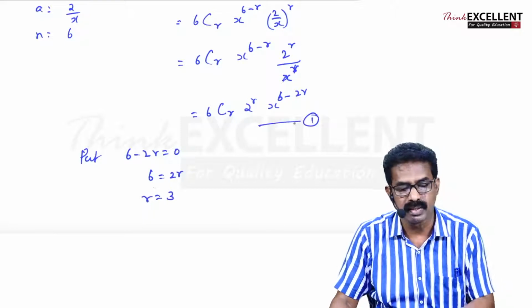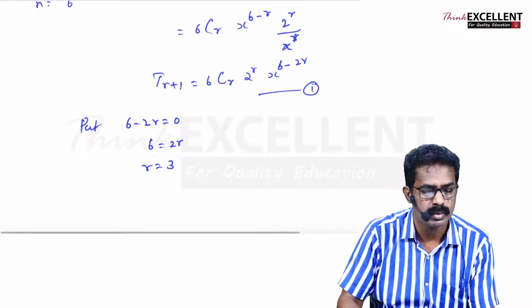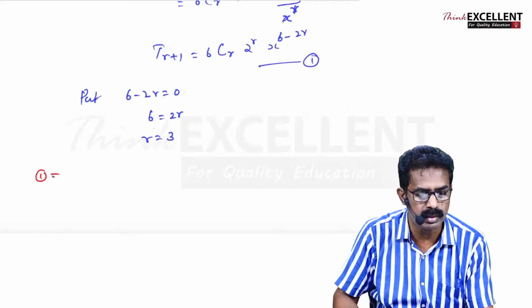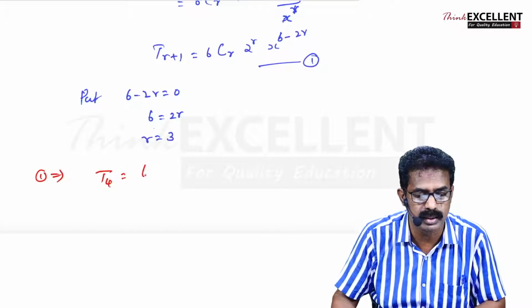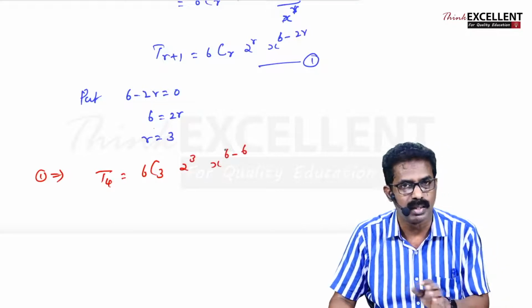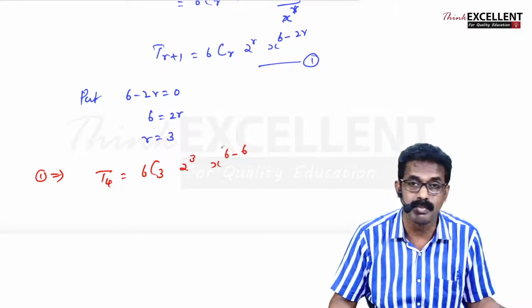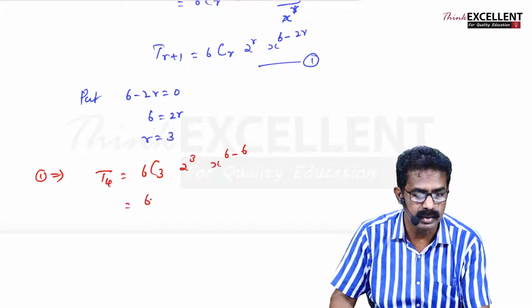Substitute this value in the first equation. So this is T r plus 1. If you substitute in the first equation, T4, for r you put 3, right? So 6C3, 2 raised to 3, x raised to 6 minus 2 into 3, 6. So definitely you won't get that x term. 6 minus 6 is what? 0. Any number raised to 0 is 1. So you are getting 6C3 into 2 cube into 1.